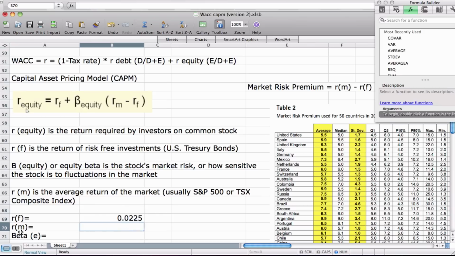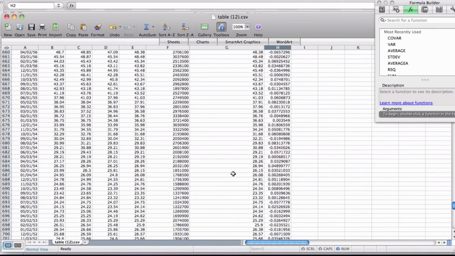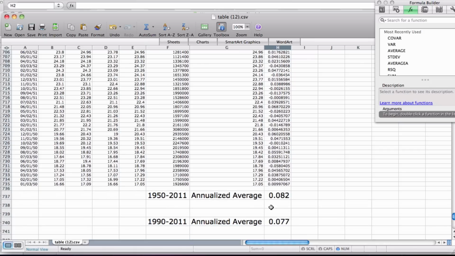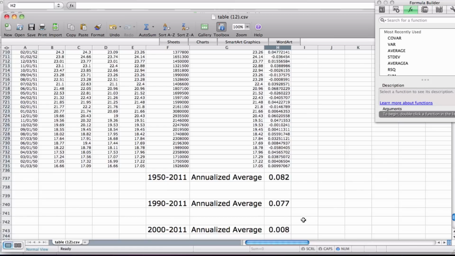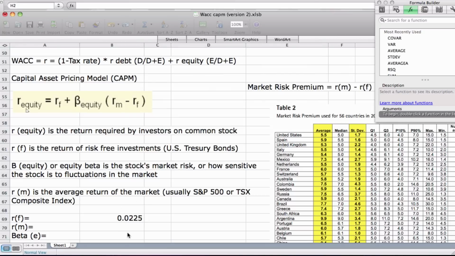And now the average market return. Now, consensus is that it's around 7%. I used S&P data from 2011 back to 1950, and you can see that the annualized average return, in percentage return, is 8.2%. Now, probably a more accurate description of today's expectations might be 1990 to present. And so there we've got 7.7%. So what we'll do is we'll just use 7.7% for our average market return.